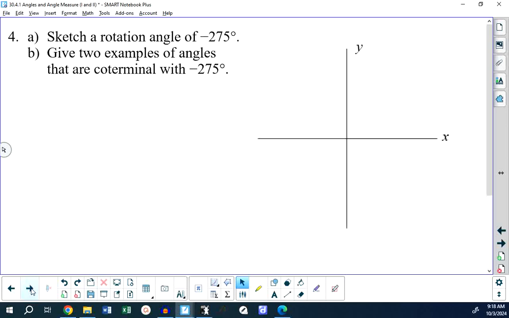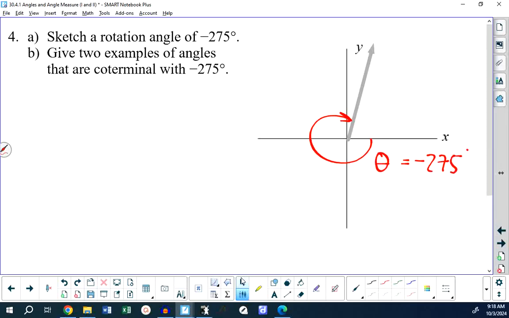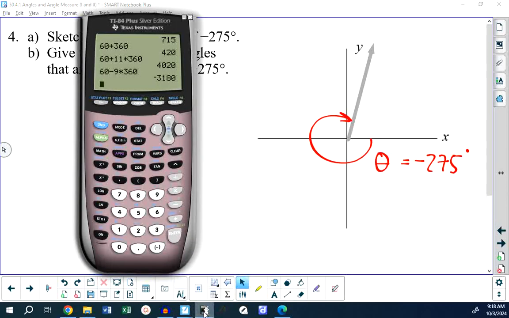Well, negative 275. This one's still pretty easy. Negative 275, let's see, that's negative 360. Oh, negative 270 takes us to here, right? Do that again. Negative 270, negative 275. I didn't do the coterminal part like this with the first example, but we could have done this. Negative 275 plus 360. That's a coterminal angle.